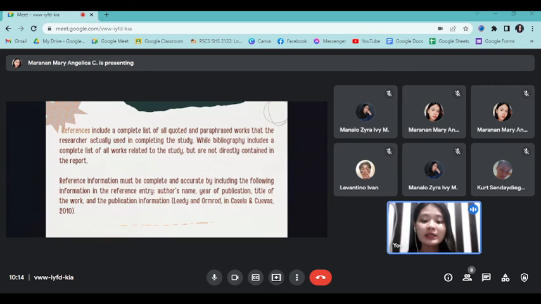So, a reference list allows readers to locate and use the sources you have cited. Reference information must be complete and accurate by including the following information in the reference entry, like author's name, year of publication, title of the work, and the publication information, according to Liddy and Ormrod in Casella and Cuevas 2010.